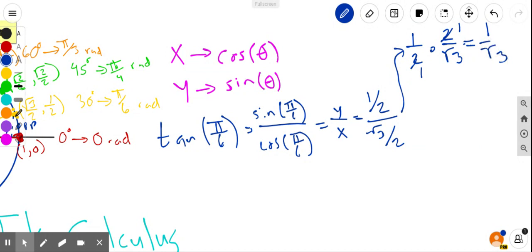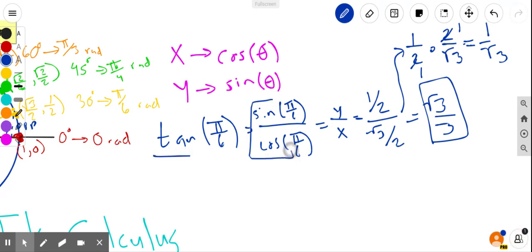Rationalizing the denominator gets me radical 3 over 3. And that's how I do it. That's how I get my tangent, right? And this is maybe new to most people, but it's just tangent is equal to the sine divided by the cosine of whatever angle you're using.